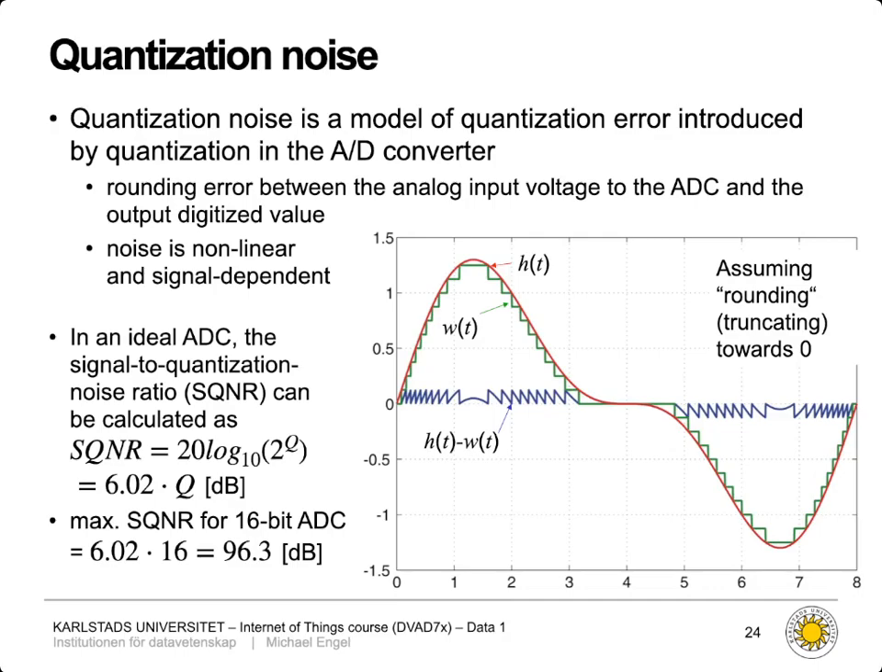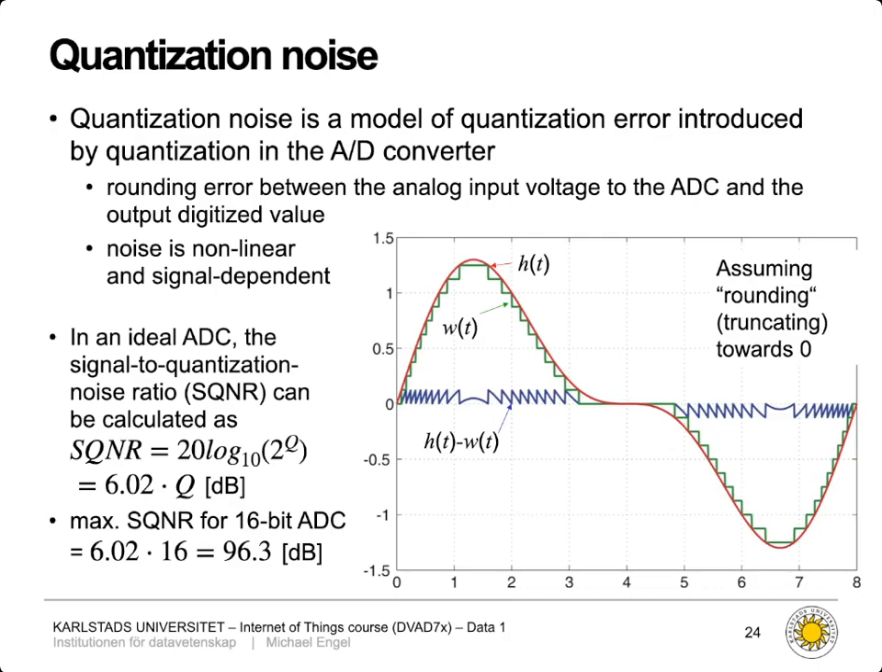And if we have an ideal ADC, so one that is not temperature dependent, for example, which makes it easier to calculate, we can actually calculate the ratio of signal to quantization noise, SQNR. This is essentially 20 times the decimal logarithm of 2 to the power of the number of quantization bits, or around 6.02 times the number of bits. And this is expressed in a virtual unit called decibels, which you might have heard before. So this just gives the relation.